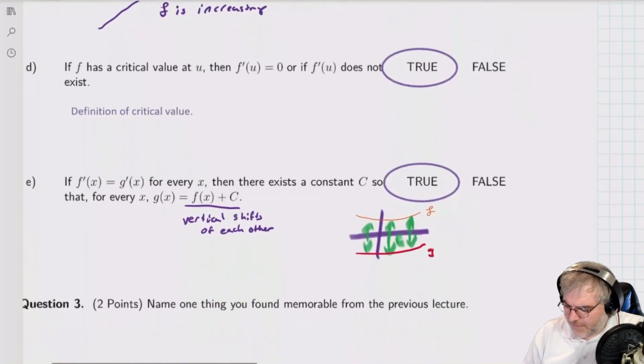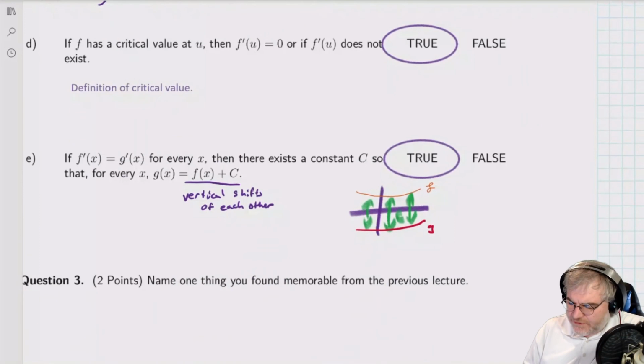Okay. And if f prime of x equals g prime of x for every x, then there exists a constant c, so that for every x, g of x equals f of x plus c. In other words, these two functions are vertical shifts of each other. And that one is true. That was one of the consequences of the mean value theorem. How do we feel about that one?